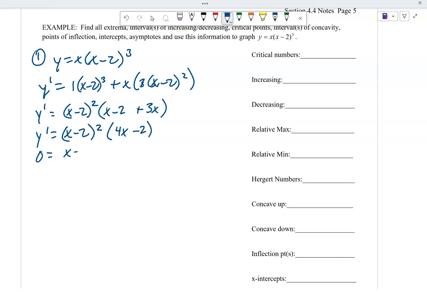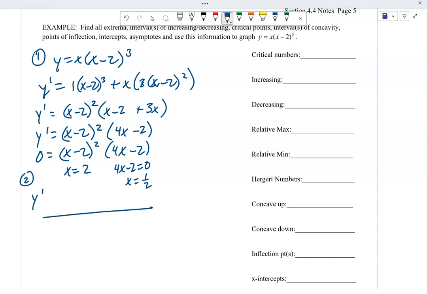Go ahead and see where the derivative equals 0 or is undefined. There's nowhere where it's undefined, but I do get a critical point at 2. Notice that that is defined in the original function. And from here I get x equals 2/4, or a half. So here are our critical points. Let's go ahead and run the first derivative test with a half and 2.